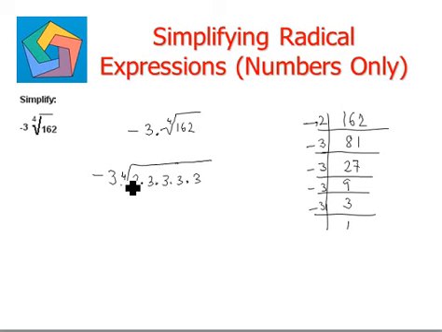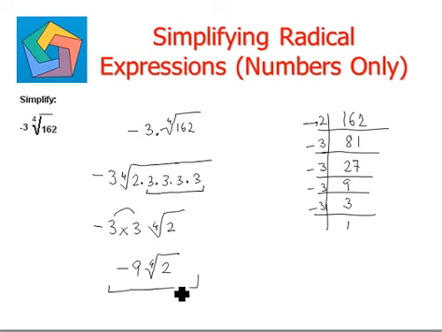Now here the index is 4, so we'll make a group of 4 numbers inside the radical to move them outside. So these 4 3's will be combined together and they come out as 1 three, and we're left with fourth root of 2. Negative 3 times 3 is negative 9. So we write this as negative 9 fourth root of 2. This is our final answer. Let's look at the next question.